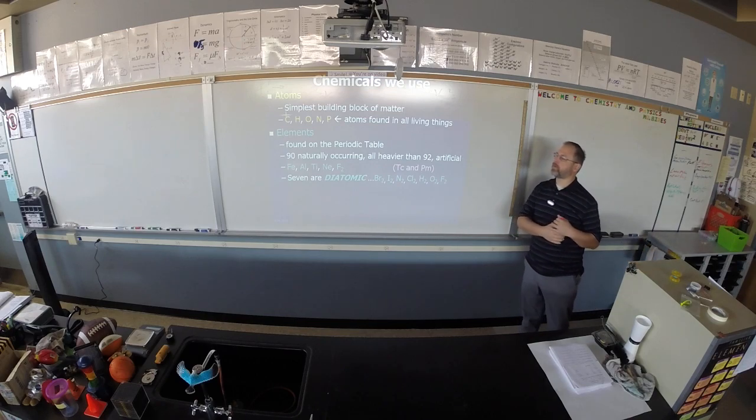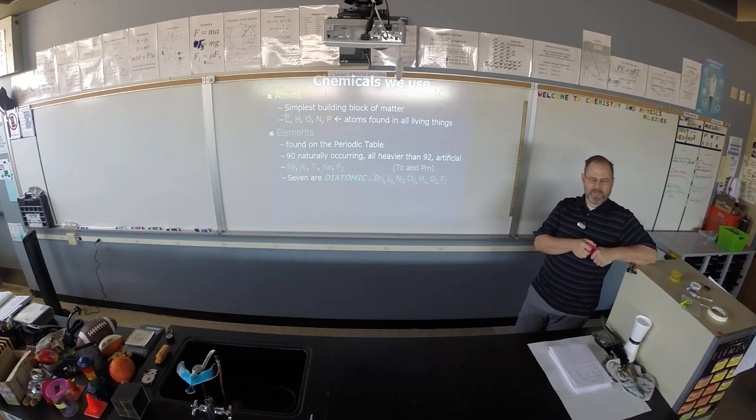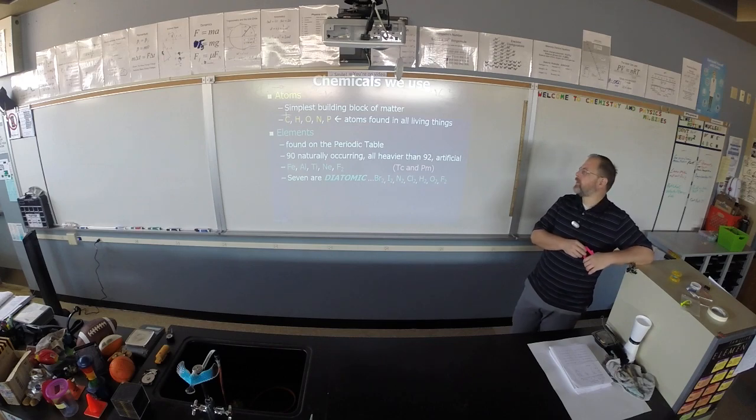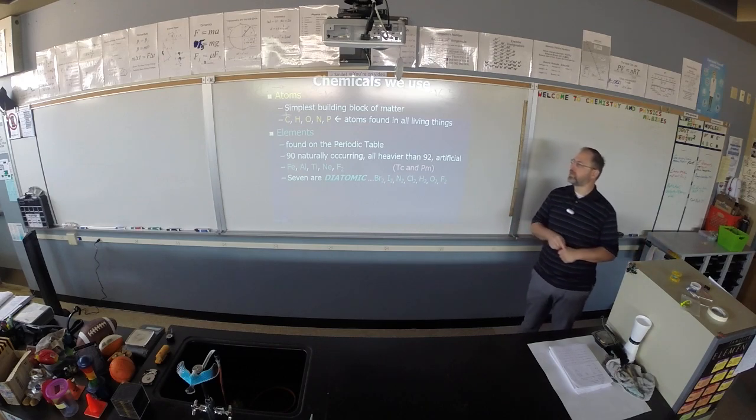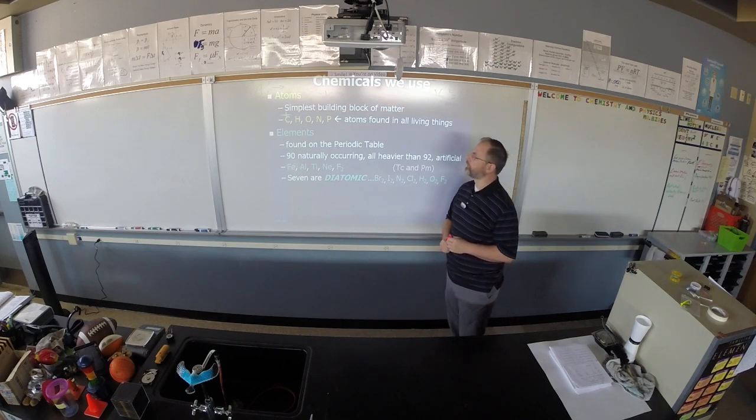So one of the things we find is carbon, hydrogen, oxygen, nitrogen, and phosphorus are in all living things. Anyone have any idea why they're in all living things? This is trivia. Not going to be tested on it. They're in DNA. Yeah, they're in DNA. So if something is living, it's got DNA, so it's got to have carbon, oxygen, nitrogen, and phosphorus.